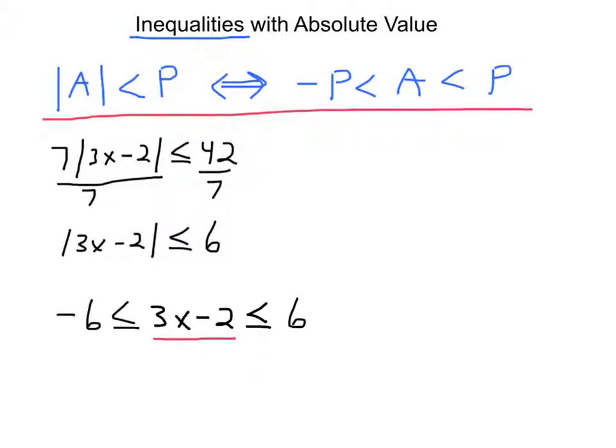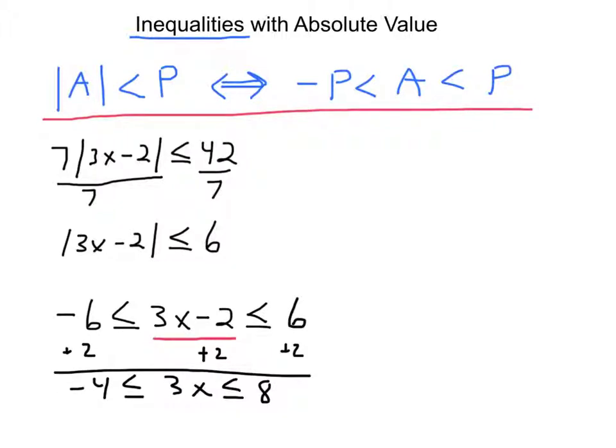So first you'd add 2 to all three sides, and that would give us negative 4 is less than or equal to 3x, which is less than or equal to 8. And then we'll divide all three sides by 3 to get x all by itself in the center. And that would give us a solution of negative 4/3 is less than or equal to x is less than or equal to 8/3.